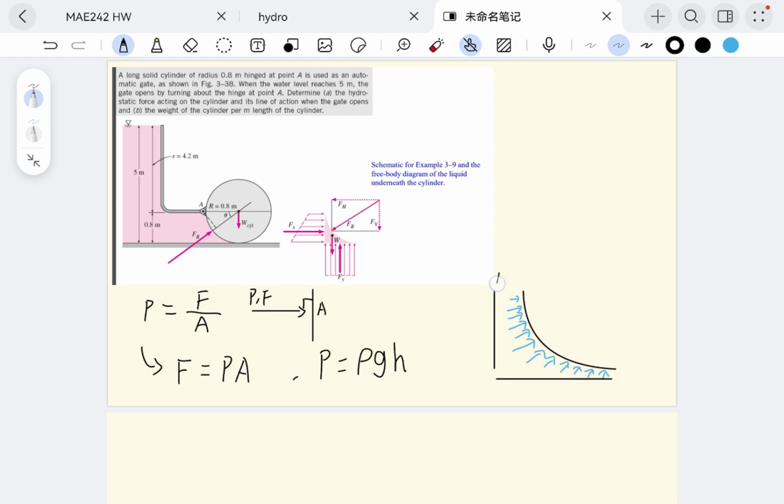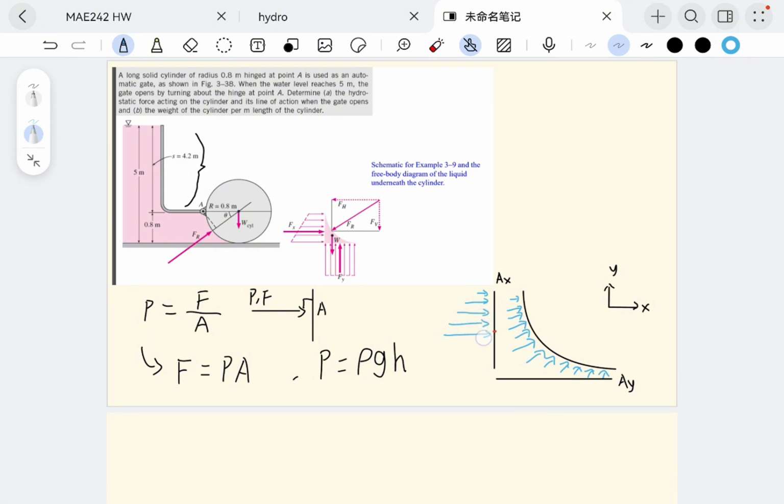Let's call it area X and area Y. So if we find the pressures that are acting on AX and the pressures that are acting on AY, the product of these two forces would be equal to the hydrostatic force that we're looking for. Let's first take a look at the pressure that is acting on the AX.